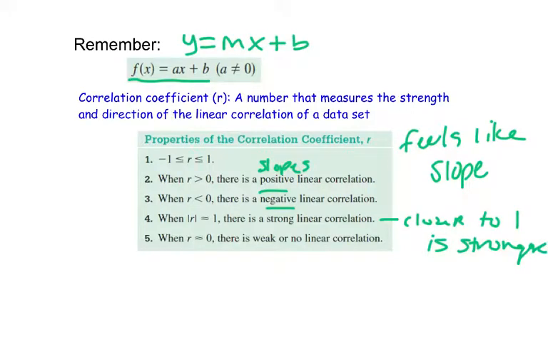And when r is basically 0, it's weak, okay, because clearly that's not close to 1 at all. Now the problem with it being close to 1 is that it also could be -1, okay, and -1 is also assumed to be very nice as well. Just anything that's not close to 0 is what we're looking for.